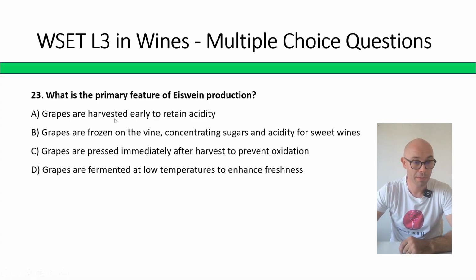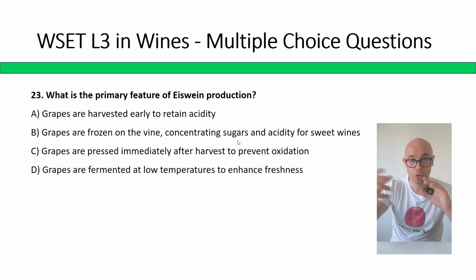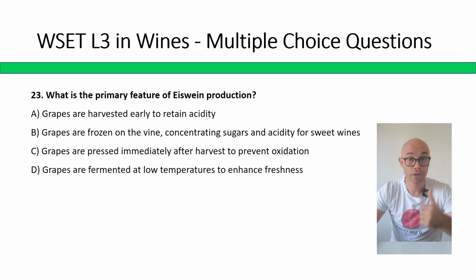So the primary feature of ice wine production is picking the grapes when they're frozen. This freezing will concentrate the water inside the grapes, whatever is left. And then when the water is removed, everything else will get more concentrated, which is flavor, sugar, and acidity.